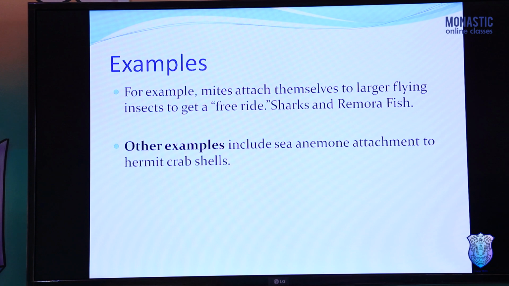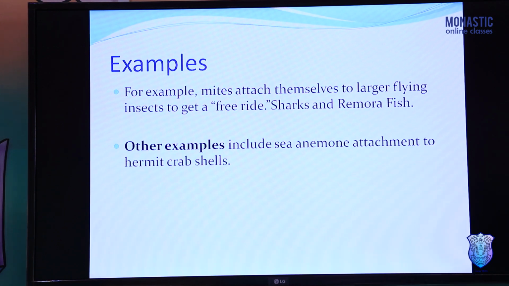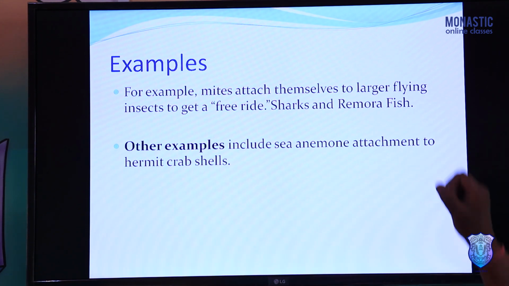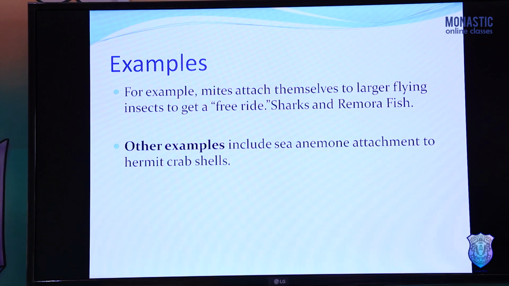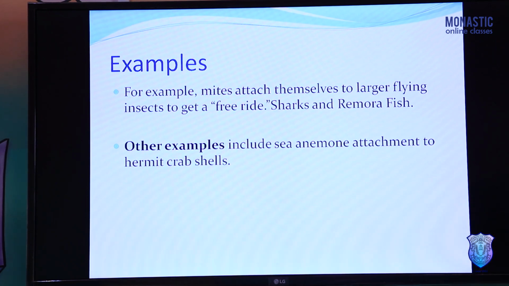Shark and remora fish. The shark is a larger fish mainly found in the sea, and the remora fish is another small fish which remains attached to the body of the shark. They move when the shark moves from one place to another, and thus it helps in their predation and food feeding.